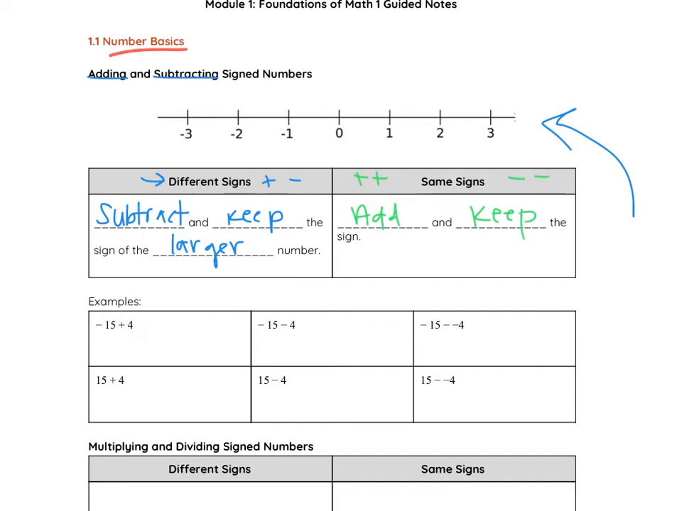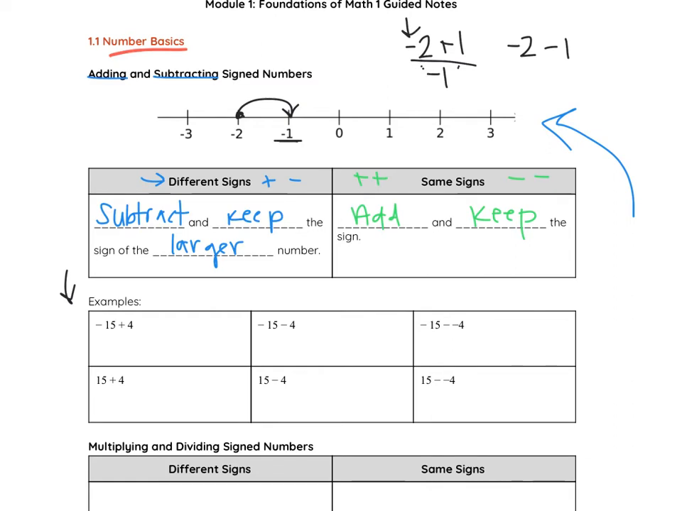So before I get to these examples, I just want us to look at this. If I had -2 plus 1 and -2 minus 1, let's just look at the difference between those two. If I started here at -2 and then I added 1, I would end up at -1. So that would mean I subtract these two numbers, 2 minus 1 is 1, and keep the sign of the larger number, which was the 2, -1.